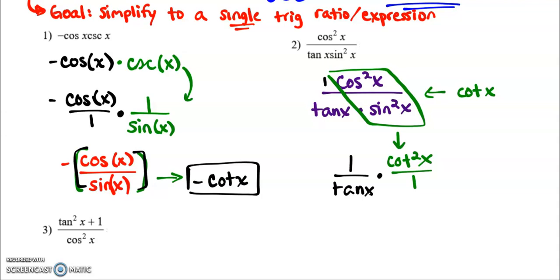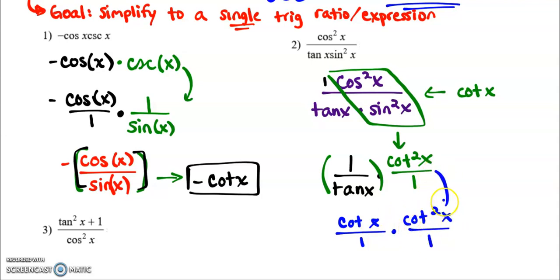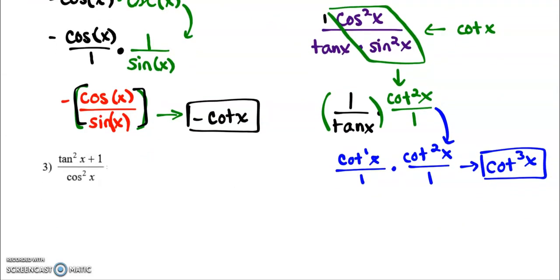Okay, I have more cotangents than tangents right now. So I could rewrite this guy, the 1 over tangent, as cotangent, not squared, but cotangent of x over 1. And then I already have cotangent squared x from the other part of my fraction. So cotangent to the first times cotangent to the second, that's going to give me cotangent to the third. Cool. Okay, let's keep rolling.